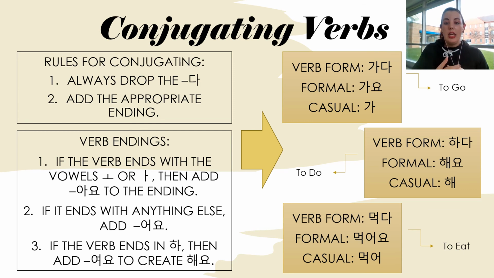So if we look at the right side of the screen for the examples that I have selected, to go is 가다. The formal form after we drop da and we add ayo is just 가요. And then the casual form, if you're talking to like your friends or someone younger than you, is just ka. So you literally just drop the yo.